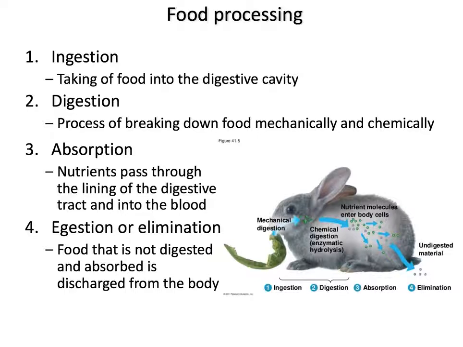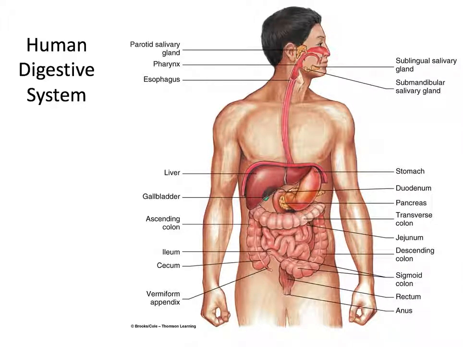Food processing. There are 4 main steps to food processing. The first is ingestion, which you can see this rabbit happily eating this piece of lettuce. This is ingestion. Digestion takes place in the digestive system, where the food is broken down mechanically and chemically. Once the food is broken down, absorption occurs, and those nutrients pass through the lining of the digestive tract and into the blood, and they get to the body's cells. And finally, there's egestion or elimination, and the food that is not digested is discharged from the body as waste. This is the human digestive system, and we will be taking a look at each part shortly.